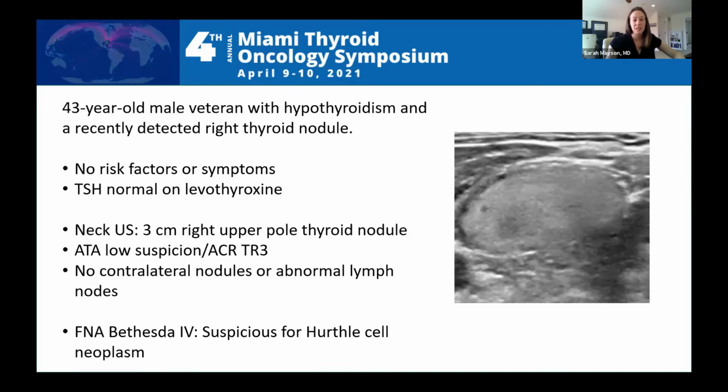This would be considered ATA low suspicion pattern or ACR TI-RADS 3, depending on which system you prefer. And the patient has no contralateral nodules or abnormal lymph nodes. He undergoes FNA, and this shows Bethesda 4 cytology, suspicious for Hürthle cell neoplasm. So just take a moment to think about what you would want to do to manage this patient, or what you would consider when making that decision. And we'll jump right into it.